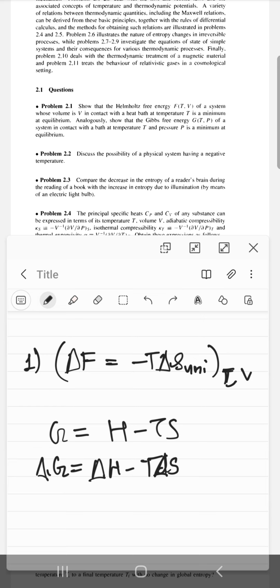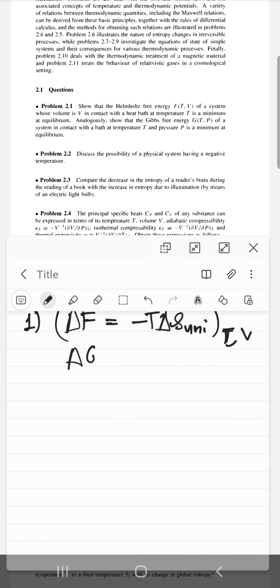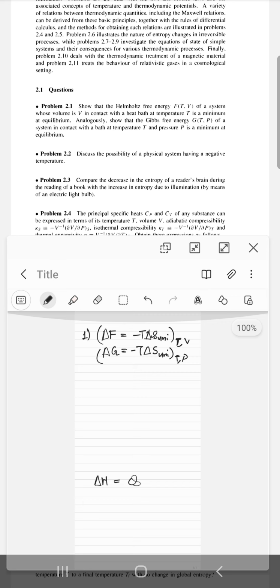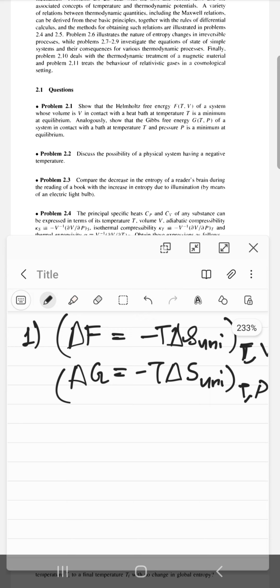So yeah, wait a second. Okay, now this isn't a state variable. This is certainly not a state variable. So yeah, it has to be constant temperature and volume throughout. There's no escaping that. Okay, so that's there. Similarly for this as well, you would just have delta G is equal to minus T delta S universe, and this is at constant temperature and pressure. And by that we mean really just constant. It should be constant throughout. So that's the first part.